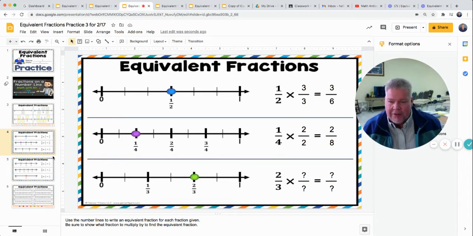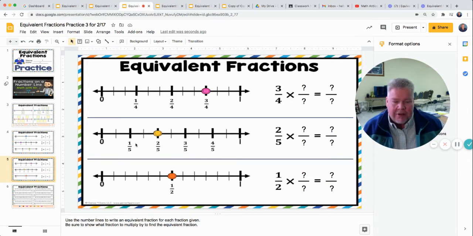I'll let you figure that one out on your own. You've got another one like it right here. Just count the bottom numbers. These are fourths. So 1, 2, 3, 4, 5, 6, 7, 8, 9, 10, 11, 12. So this is going to be 9/12.